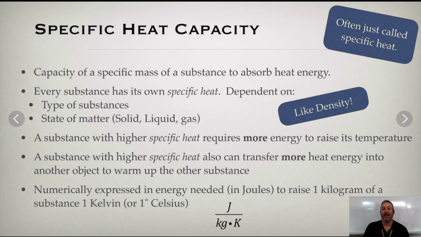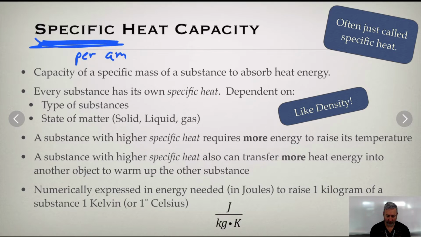Now, specific heat or heat capacity is the ability of a substance to absorb energy in the form of heat, and different substances have different amounts of specific heat. When you see this term specific, the word specific generally means per amount. Because our base unit of amount in physics is kilograms, we basically are looking at per kilogram.